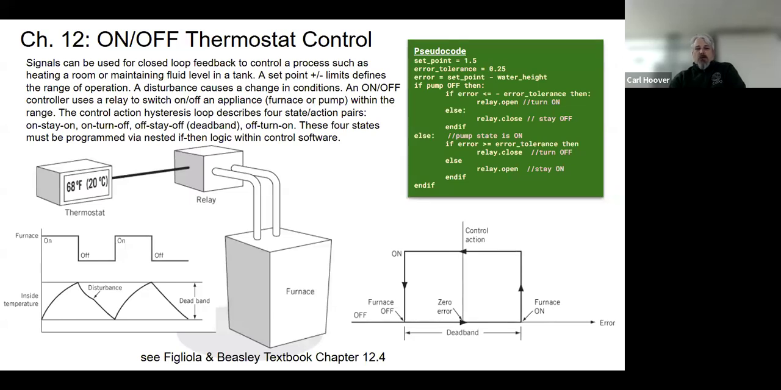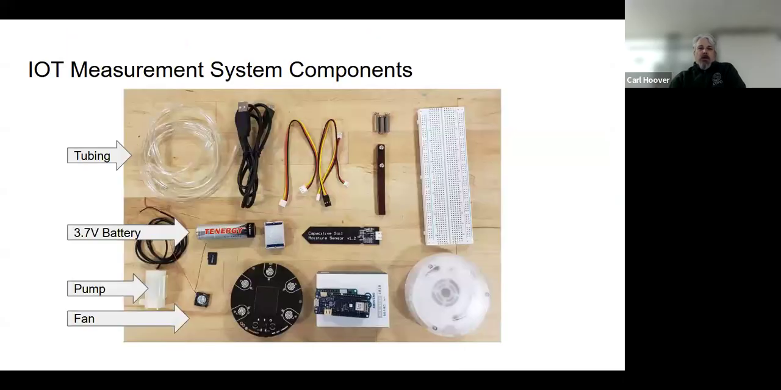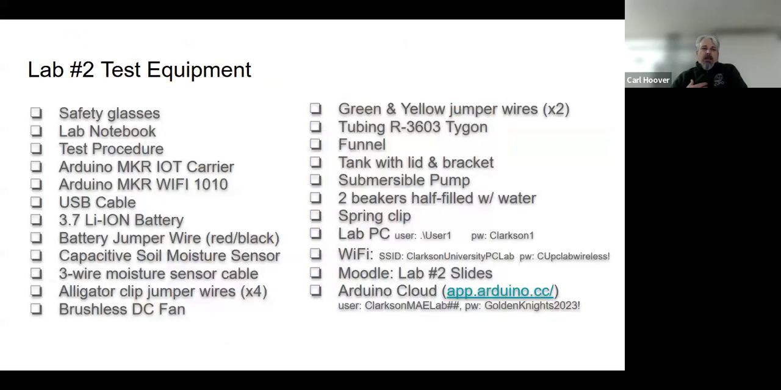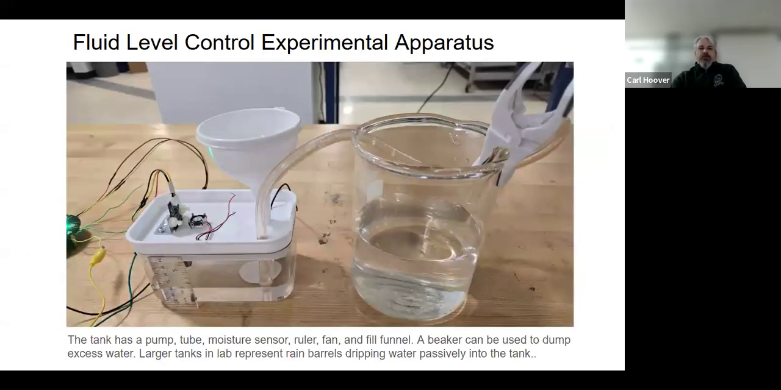In our case, we'll use the relays for turning on and off a pump to regulate water level. So we're going to be using that IoT maker carrier measurement system, but we're going to be adding in a pump, some tubing, a tank, a fan, and a few other components that will be part of our test equipment list that you'll pick up in lab. That's going to also include using the PC with Wi-Fi enabled and also the Moodle site and a cloud dashboard.